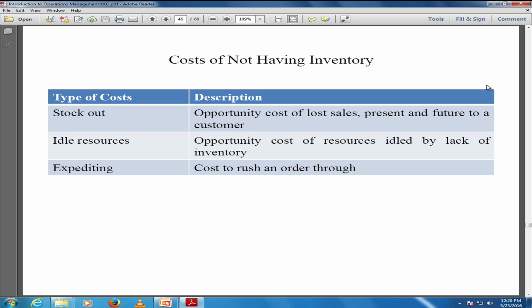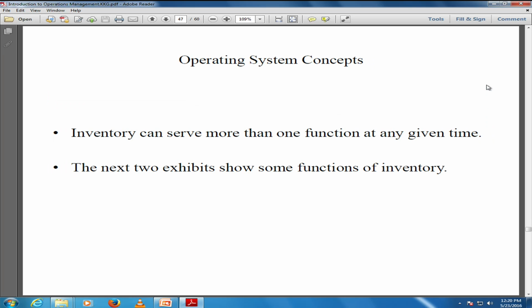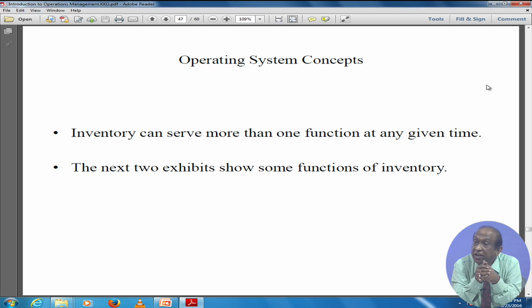Then there is cost of expediting, cost to rush an order through. And sometimes inventory, suppose there are 2 machines in an assembly line and their line is not balanced, that means the production rate between these machines varies. Sometimes they try to balance it by having that inventory. Okay. So, inventories can serve more than one function at any given time.